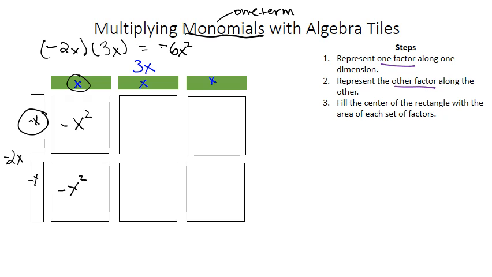Hopefully you're noticing something. Hopefully you're noticing that in order to get negative 6, if we multiply 3 times negative 2, then we'll get negative 6. And if we multiply x by x, we'll get x squared. Maybe there's some sort of hypotheses you can form in your head that might help you think about multiplying monomials.